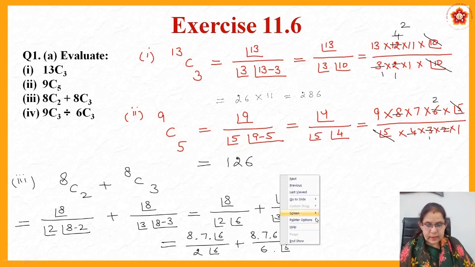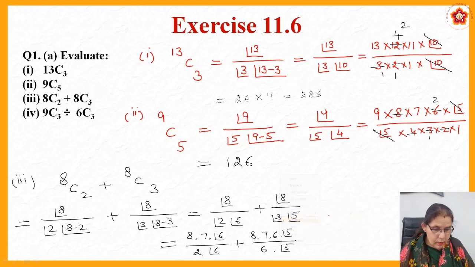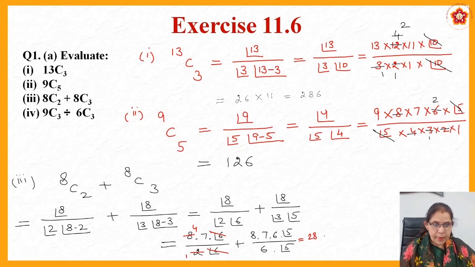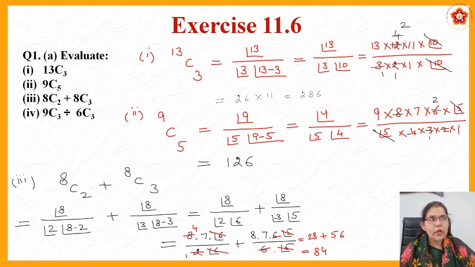Now see what we get once we simplify it. Factorial 5 gets cancelled. So this will be 28 plus, and here we cancel this, 56. So we have got the answer 84.